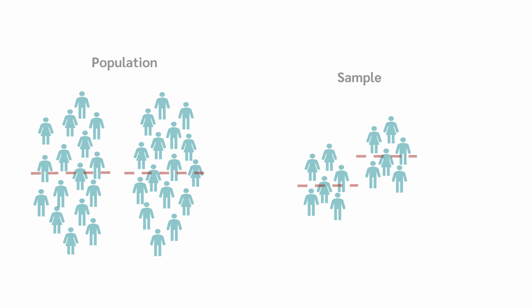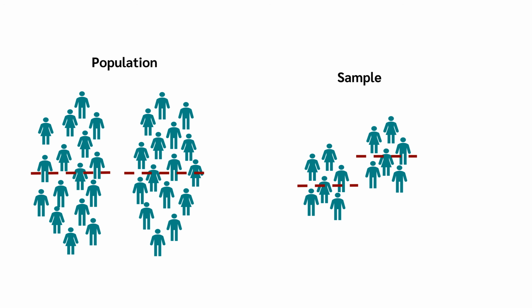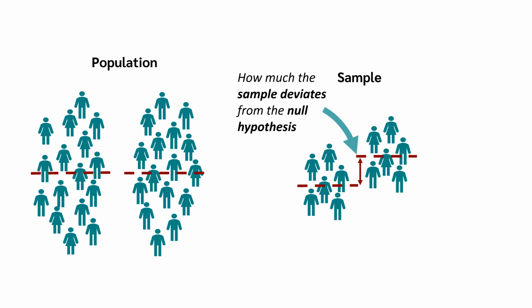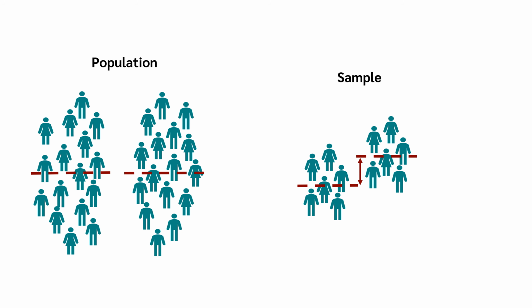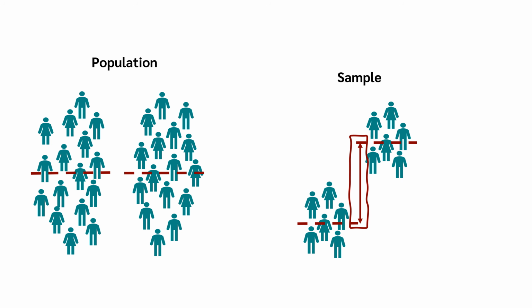Let's summarize this in 3 simple steps. Number 1, the null hypothesis states that there is no difference in the population. Number 2, the hypothesis test calculates how much the sample deviates from the null hypothesis. Number 3, the p-value indicates the probability of getting a sample that deviates as much as our sample or one that even deviates more than our sample, assuming the null hypothesis is true.